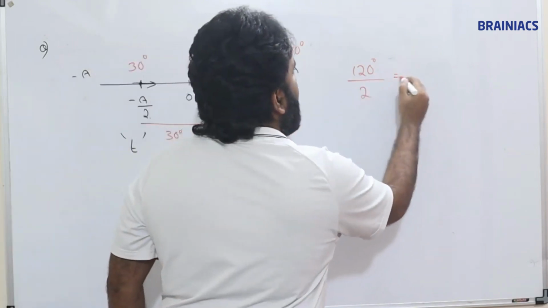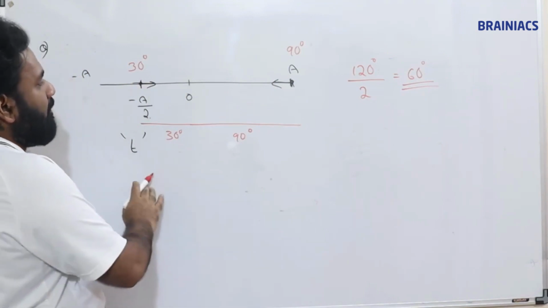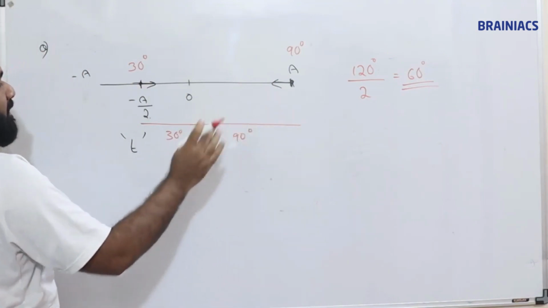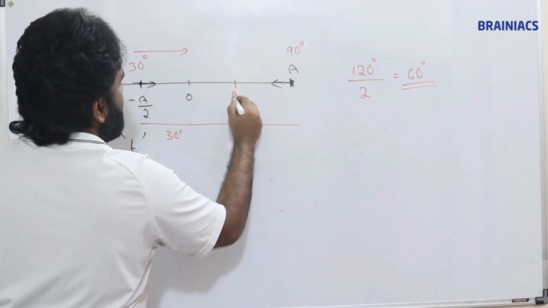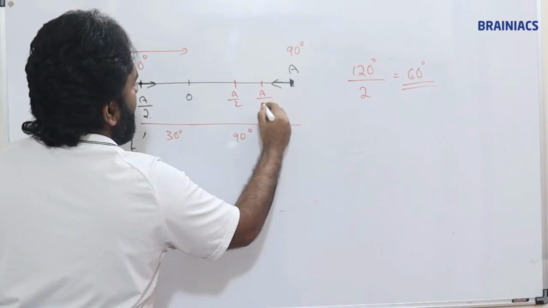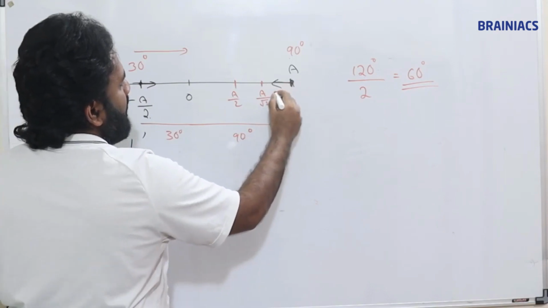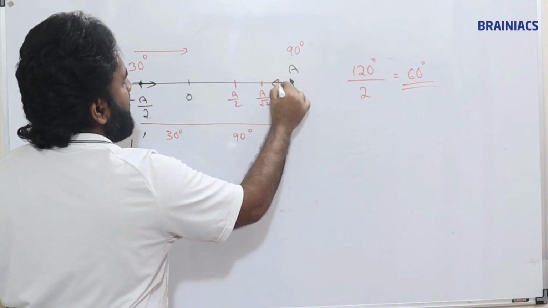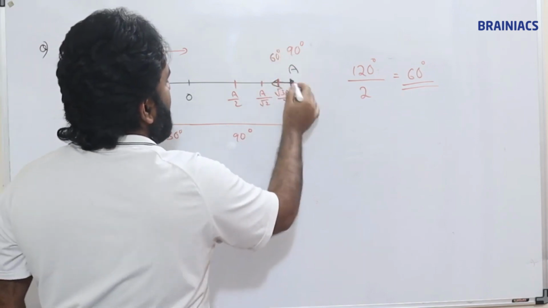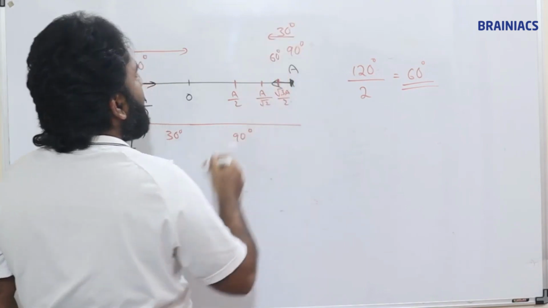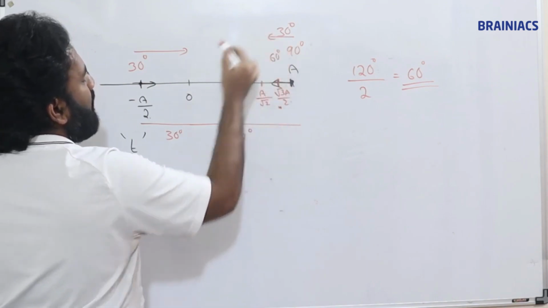So if each travels 60 degree, obviously they will meet each other. How much time they take to travel 60 degree, that is the time. This particle is at A by 2, and this is at A by root 2, which is 45 degree, and root 3 A by 2, which is 60 degree. At root 3 A by 2, it will have covered 30 degree.